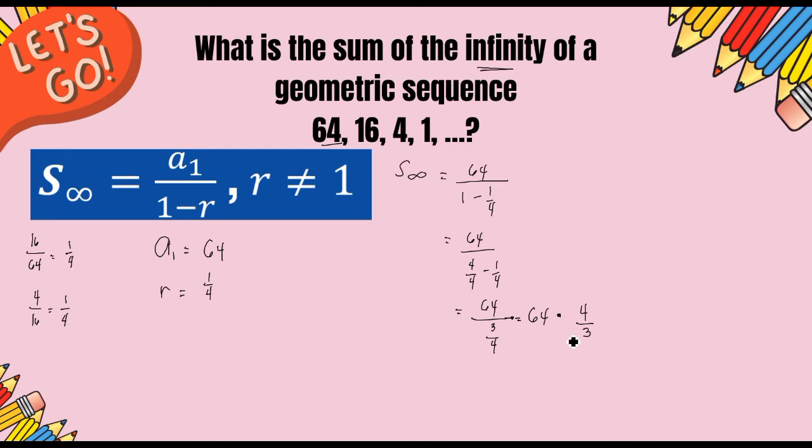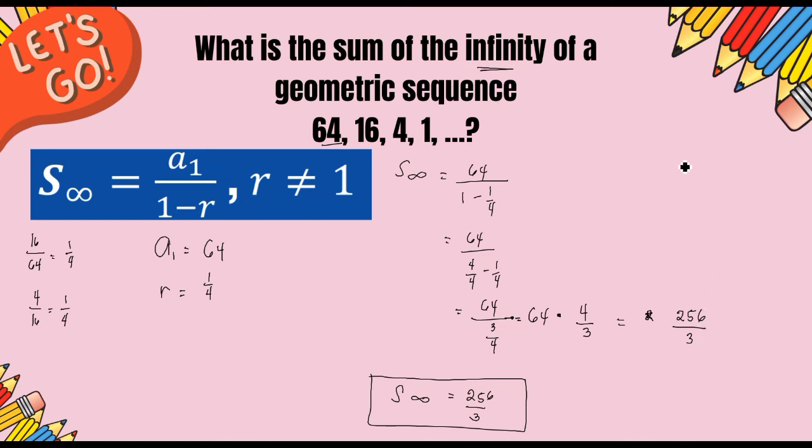So, kung mapapansin po natin, si 64 ay hindi pwedeng i-cancel kay 3. So, ang pwede lang po natin gawin is multiply si 64 kay 4. 64 times 4 is 256 over 3. Then, so that is our S of infinity is equal to 256 over 3. Yan. Paano po naging 256 over 3? Sabi nyo nga, infinity, walang katapusan.